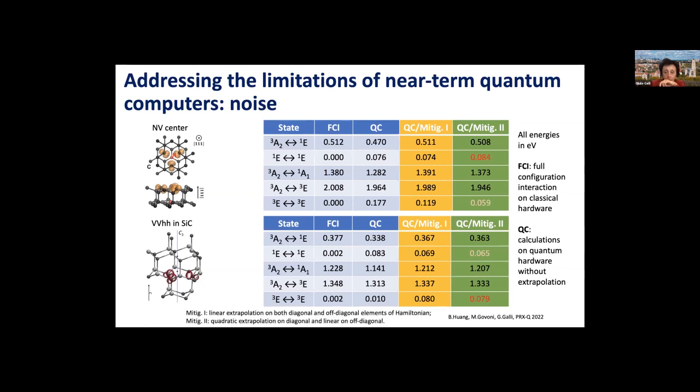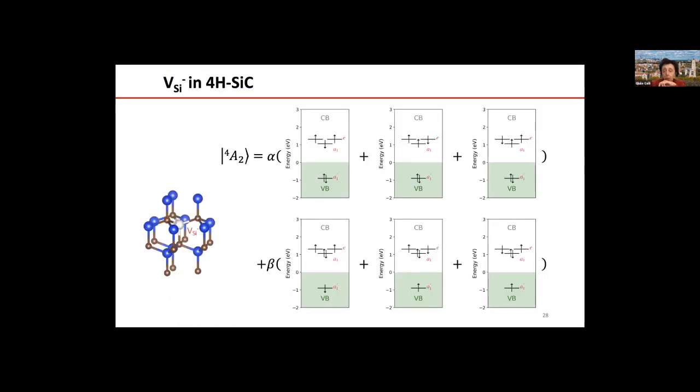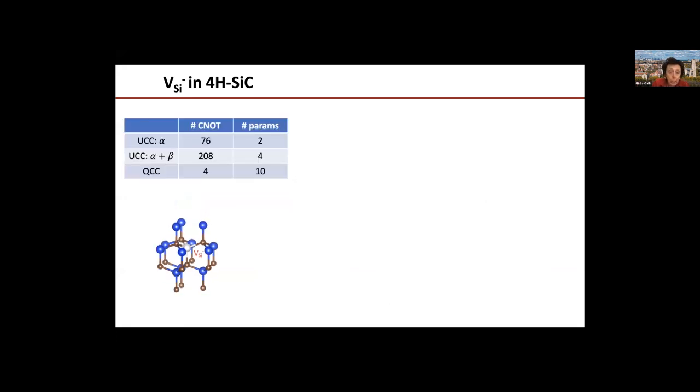Okay, so what about other more complicated defects? For example, this is another defect. It's a negatively charged silicon vacancy in silicon carbide, and the wave function is more complicated. Can we do it? Well, if you look at the number of CNOT gates that you need with the ansatz that we use, I didn't tell you exactly what we use, it's called UCC. The answer is no, we cannot do it. It's way too large. We don't have enough qubits, and even if we had enough qubits, the noise would kill us.